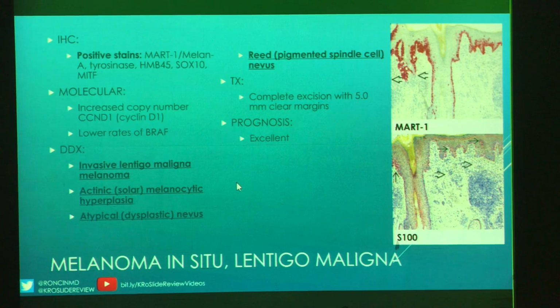We have some examples of MART1 or Melan-A, as well as S100, just to show you where you're looking for your cells. Hopefully you can appreciate how those are all along the basal layer of the epidermis, and we're not seeing huge collections, really any collections, within the dermis. So this is case 12.